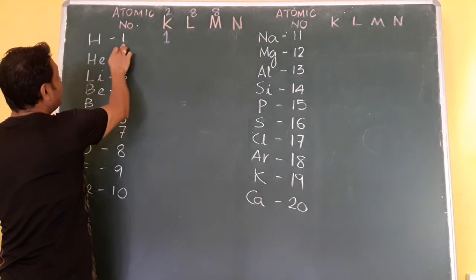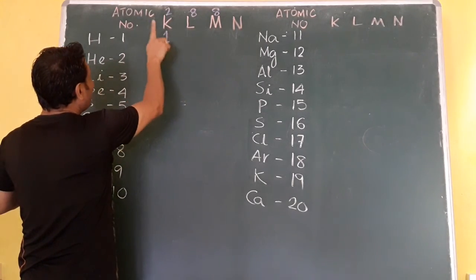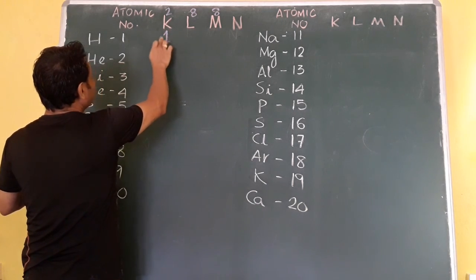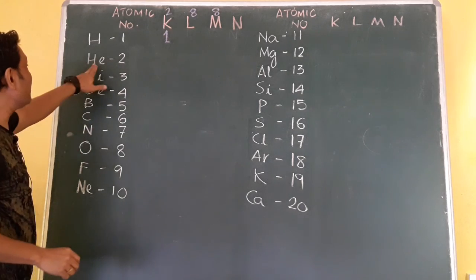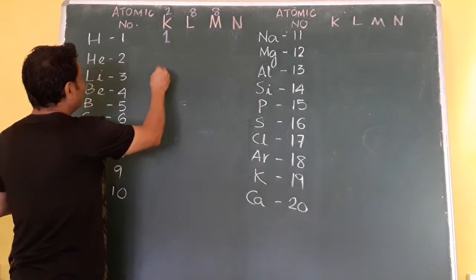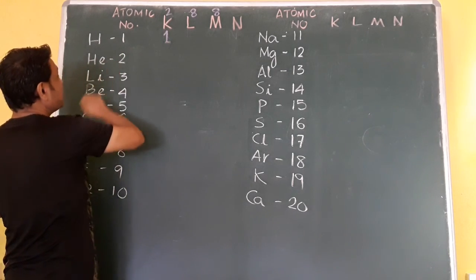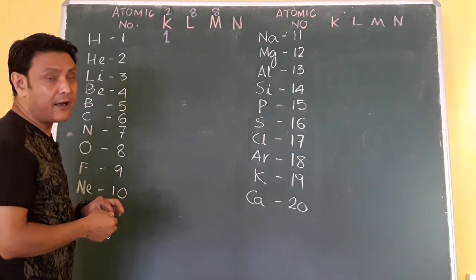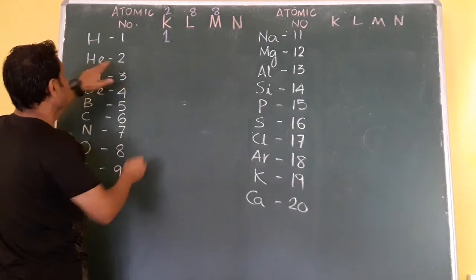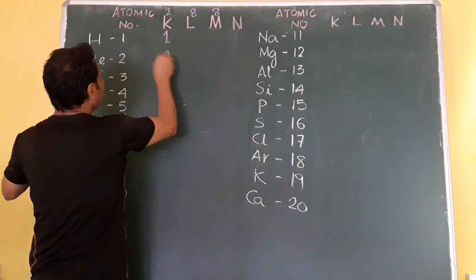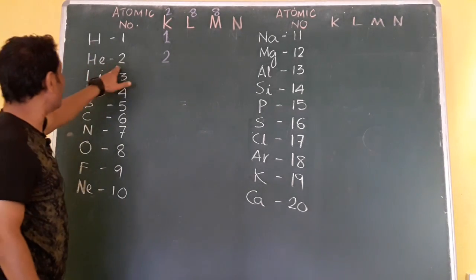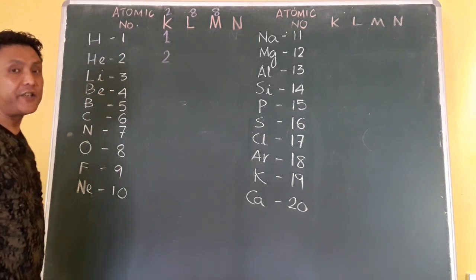Hydrogen atomic number is 1. That means 1 electron, so we'll have the only electron in the first shell. Helium atomic number is 2. So the total number of electrons is 2. How many electrons can the first shell accommodate? It is 2. So you will find both the electrons in the first shell.